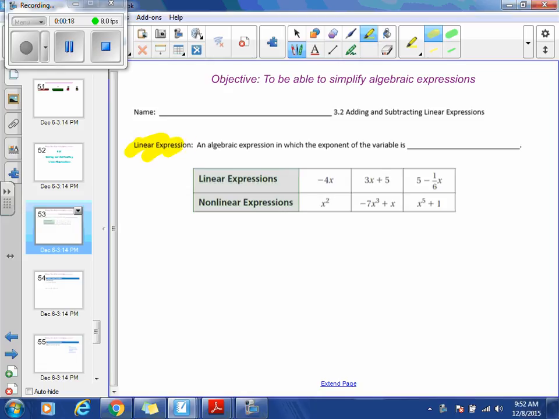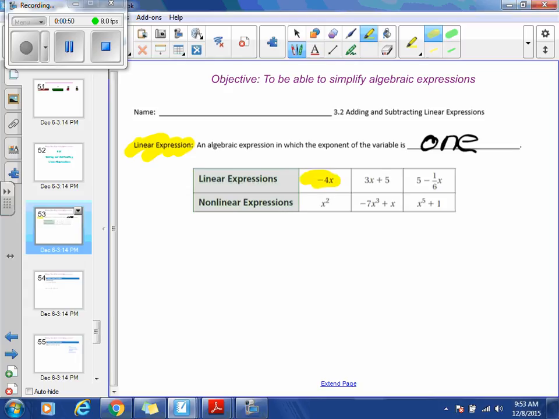Remember, an expression is like a math phrase. It's numbers, variables, maybe some addition, subtraction, multiplication, or division. So numbers, variables, and operations. A linear expression is one in which the exponent of any variables is 1. If there are any variables in the expression and their exponent is greater than 1, then that would be a non-linear or not linear expression.